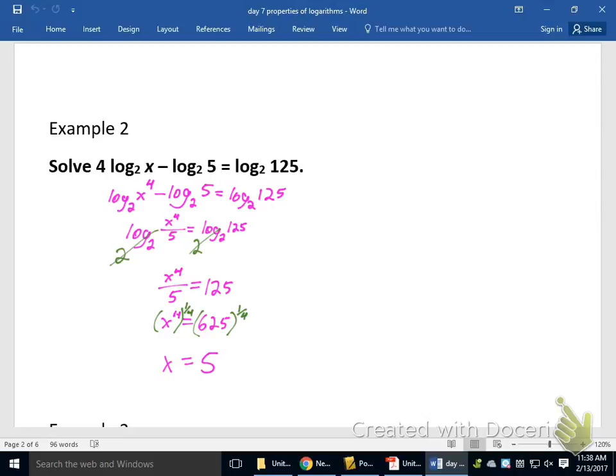Now before you circle that as an answer, look back. X had to be greater than 0. This answer is greater than 0, so I've got a good final answer here. That goes back to what you saw in the previous day's lesson.